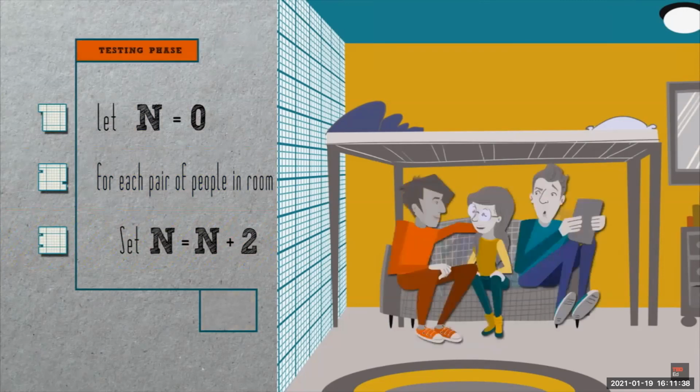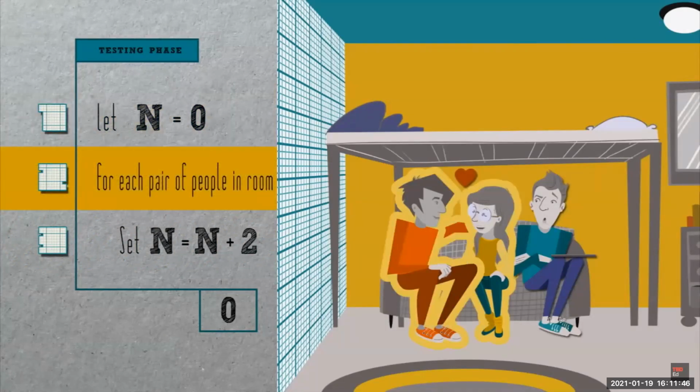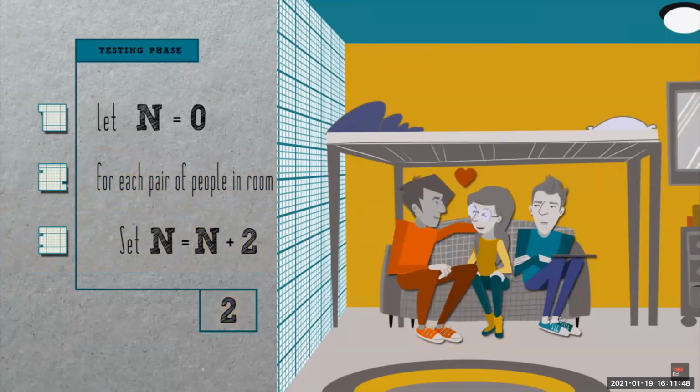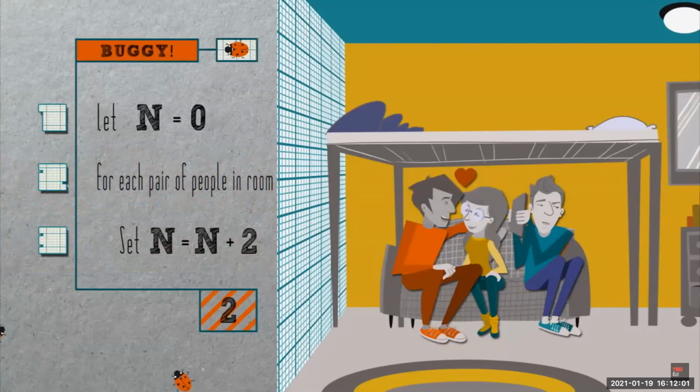But what if there are 3 people in the room? How does this algorithm fare? Let's see. In line 1, we initialize n to 0. For a pair of those people, we then increment n by 2, but then what? There isn't another full pair of people in the room, so line 2 no longer applies. And so by this algorithm's end, n is still 2, which isn't correct. Indeed, this algorithm is said to be buggy because it has a mistake.